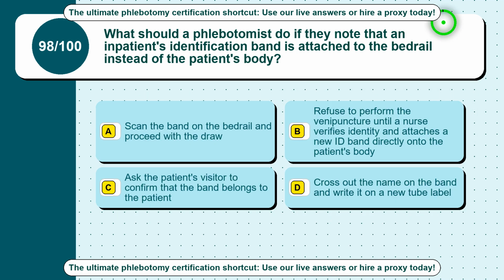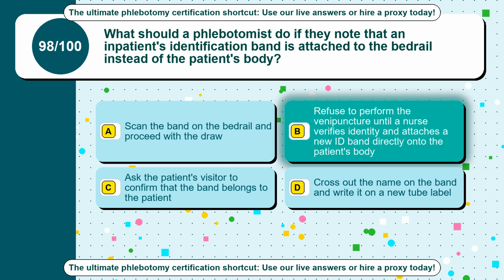Question 98. What should a phlebotomist do if they note that an inpatient's identification band is attached to the bed rail instead of the patient's body? Option A. Scan the band on the bed rail and proceed with the draw. Option B. Refuse to perform the venipuncture until a nurse verifies identity and attaches a new ID band directly onto the patient's body. Option C. Ask the patient's visitor to confirm that the band belongs to the patient. Option D. Cross out the name on the band and write it on a new tube label. The correct answer is option B.